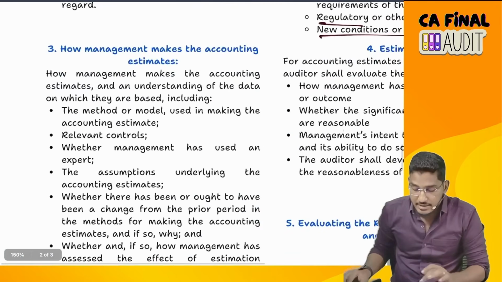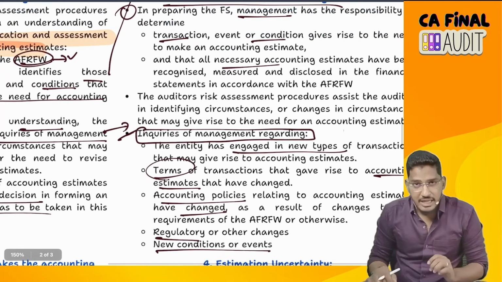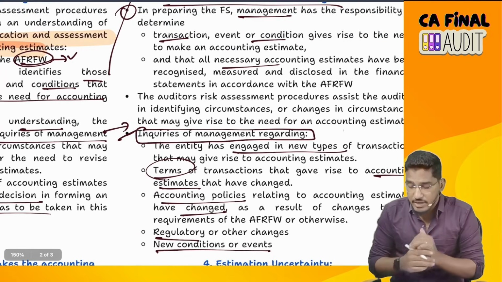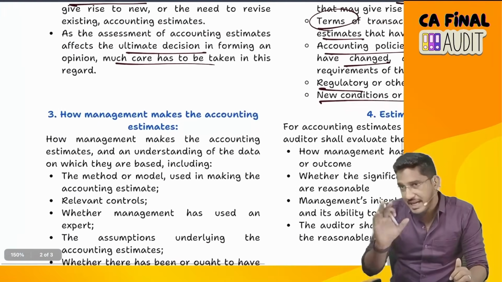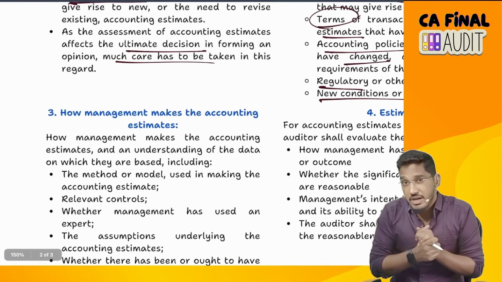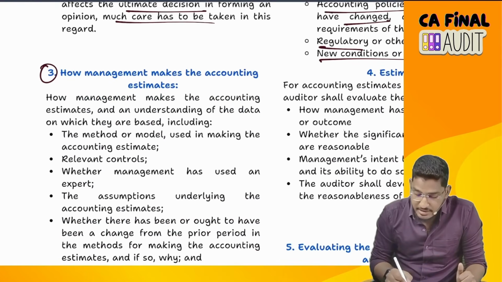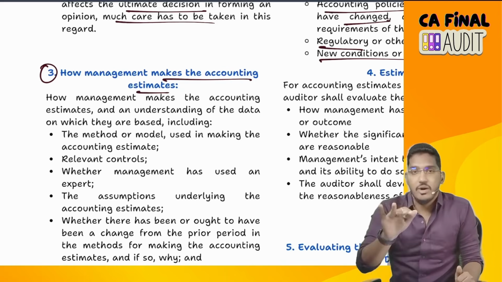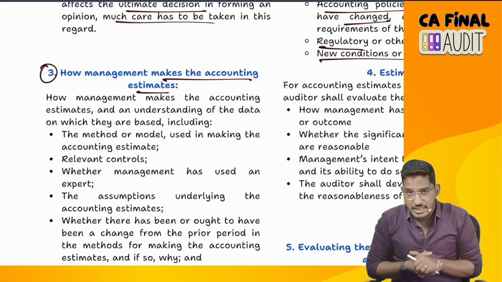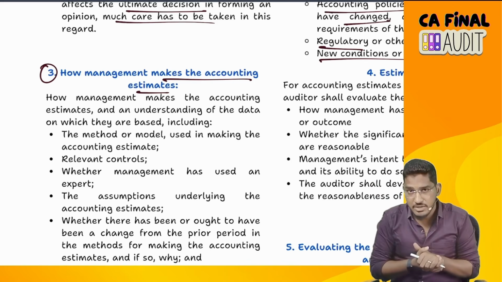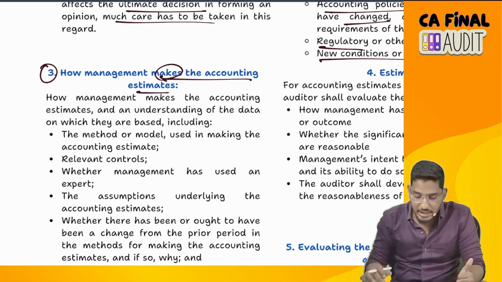Okay, next. You have understood how management identifies the events which require accounting estimates, and how to understand it. Now, once management has identified all those events, they will create the accounting estimate. You need to understand how management is making those accounting estimates. Once they have identified all the events which require accounting estimates, they have to create them, no? So you should also understand how management is creating that accounting estimate.